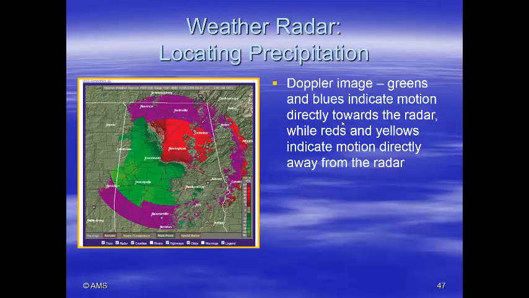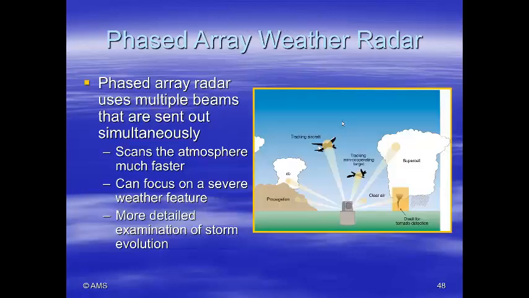So these are the Doppler images, and the greens and blues indicate motion directly towards the radar, where the reds and yellows indicate motion directly away from the radar. We can also use phased array radar, and this uses multiple beams sent out simultaneously. They can scan the sky much faster and can focus on several weather features at the same time.